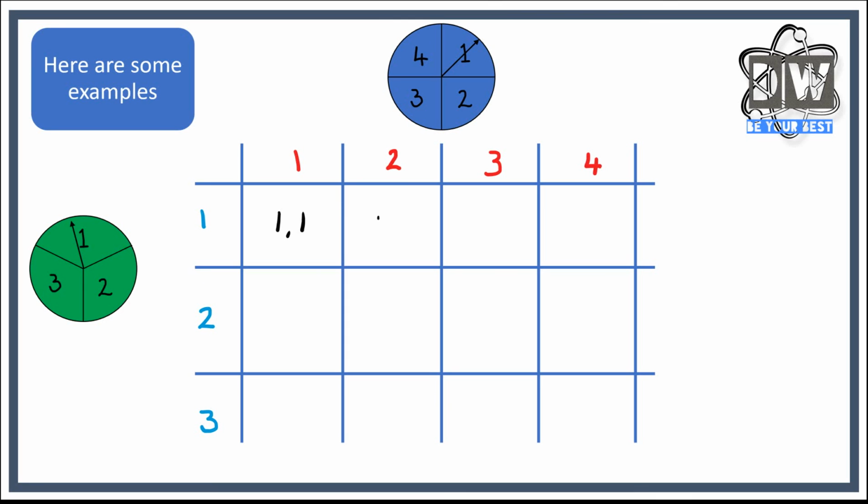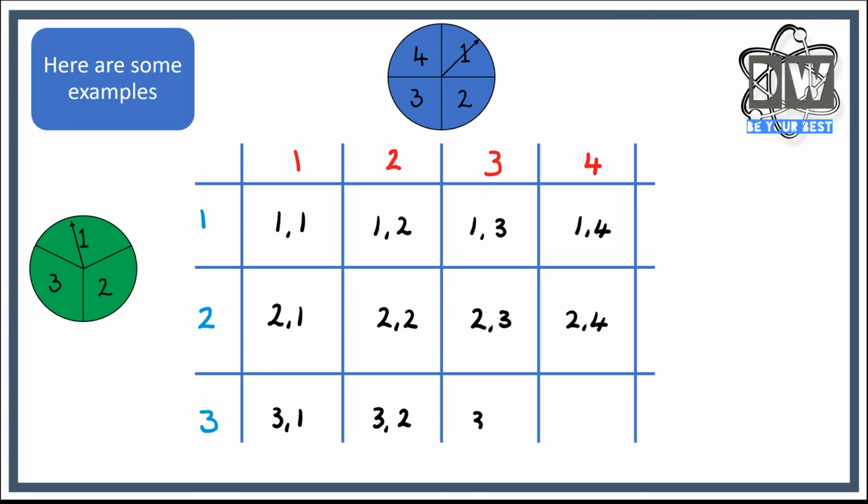Let's have a look at the next one. We could get a spin, a 1 and a 2, a 1 and a 3, a 1 and a 4. I could get a 2 and a 1 on this side, a 2 and a 2, a 2 and a 3, and a 2 and a 4. I'm sure you know where I'm going here with this next one. I could get a 3 and a 1, a 3 and a 2, a 3 and a 3, and a 3 and a 4. So I'm absolutely positive you've all done incredibly well there.